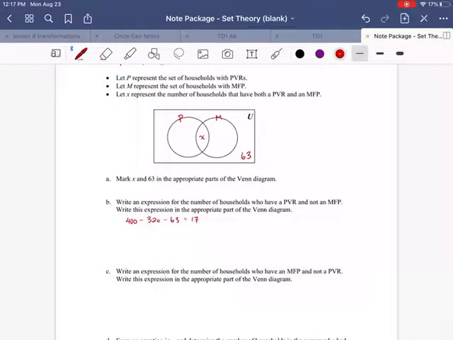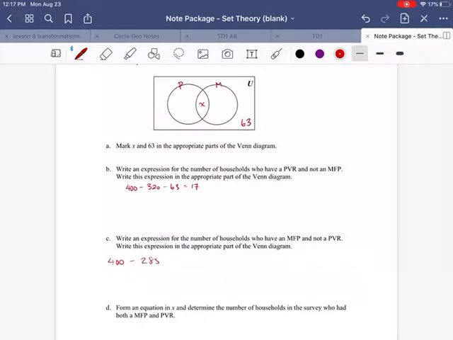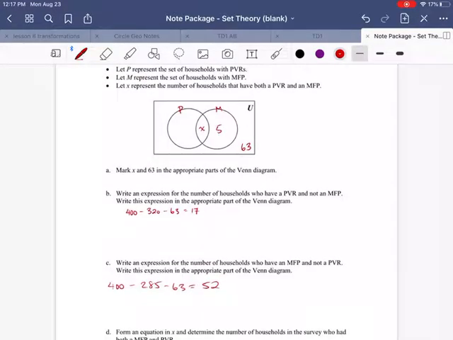And we also have the second part here. Write an expression for the number of households who have an MFP and not a PVR. Again, start with the number of households, 400. We're going to subtract the 285, which is the PVR. We're also going to subtract the 63 that have neither, and we get ourselves 52. So that means we can plug these in: we've got 52, and we've got 17 here.